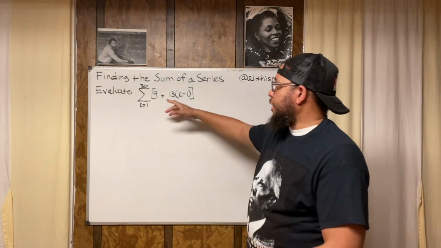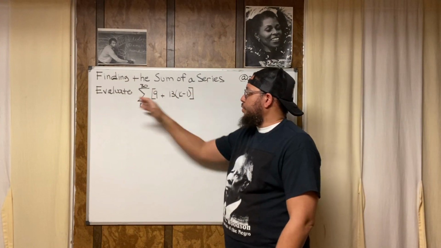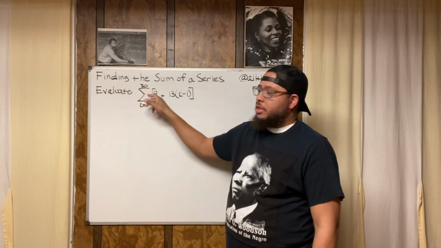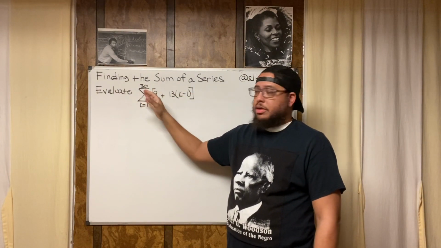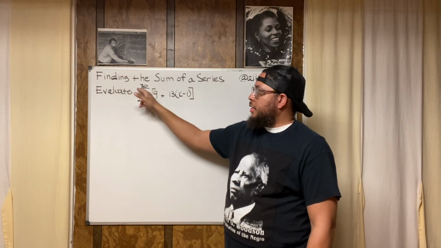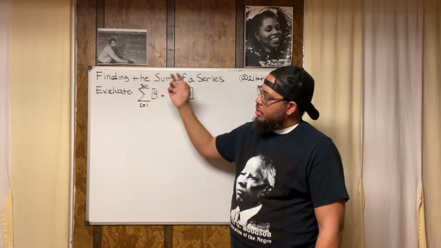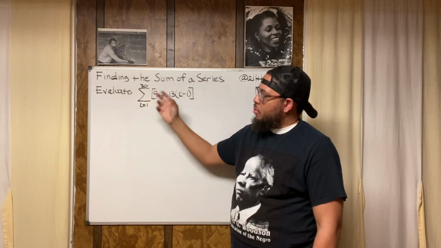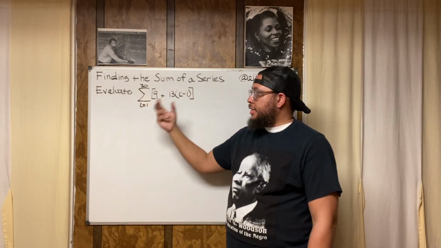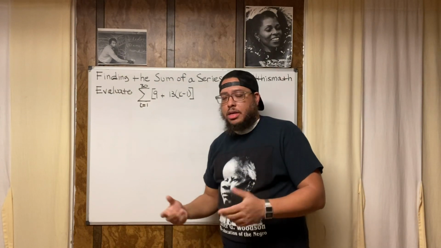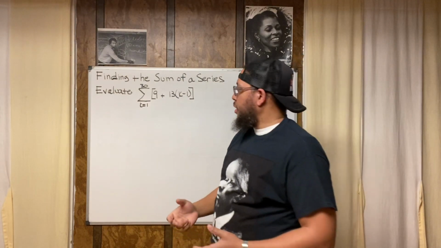All right. So anyway, let's get to this. Finding the sum of a series. So this big E-looking thing right here is sigma. This is called sigma notation. This is the Greek letter sigma, which basically is a set of instructions. It tells us to add everything up and find the sum of everything.